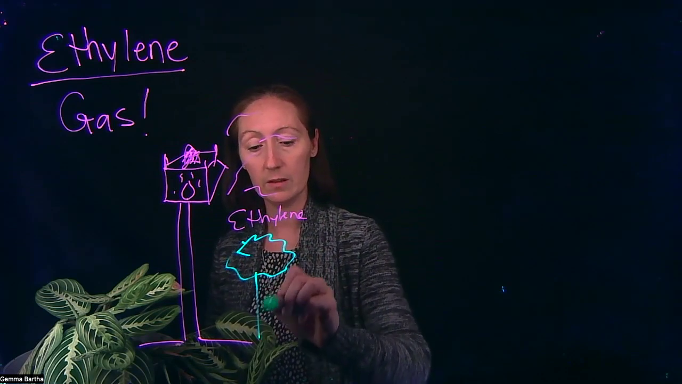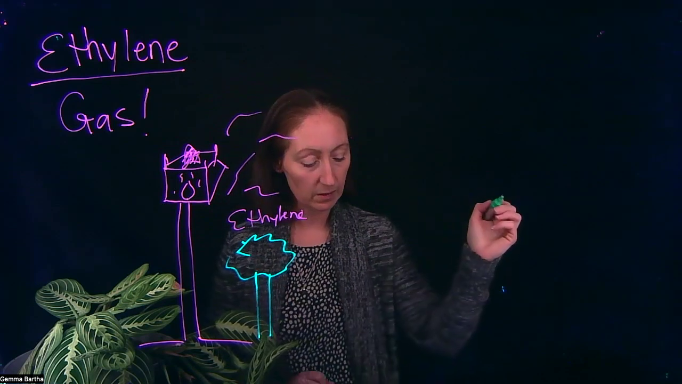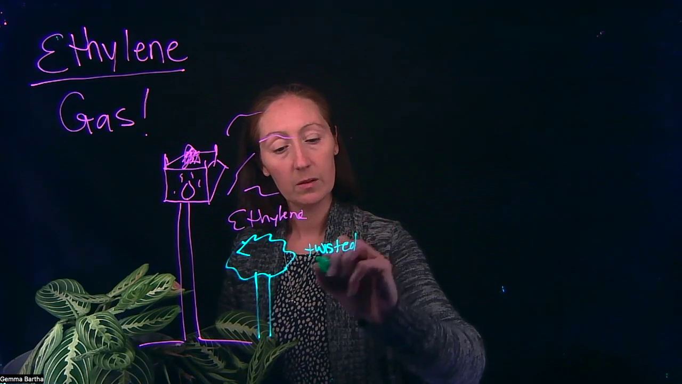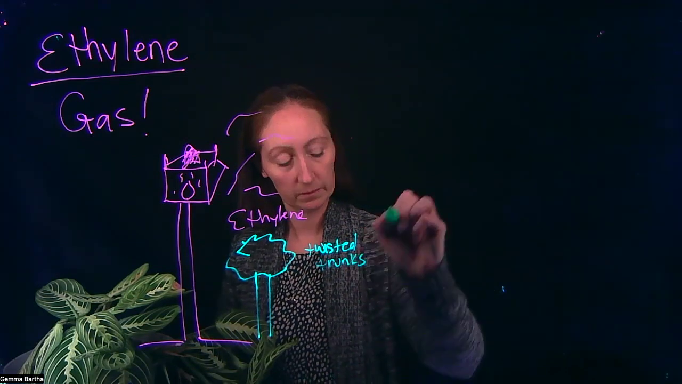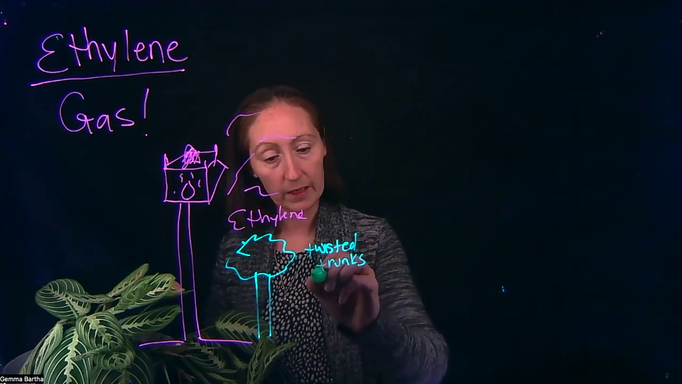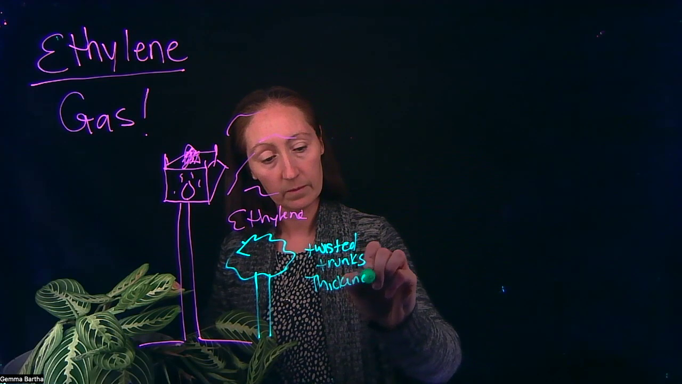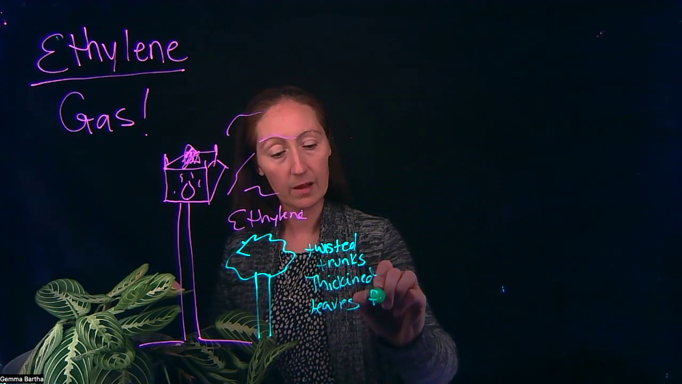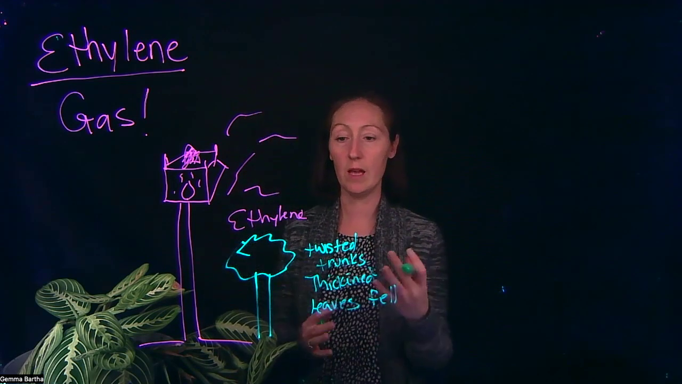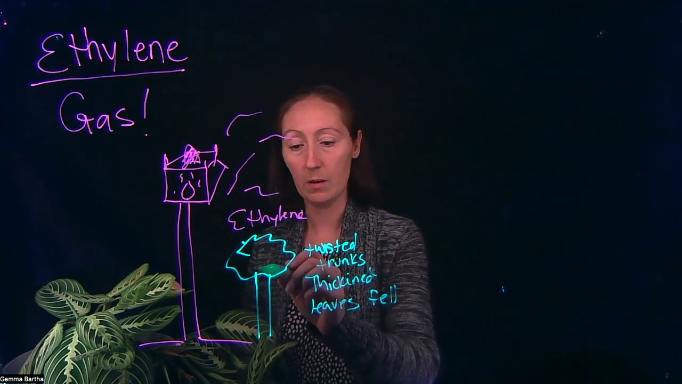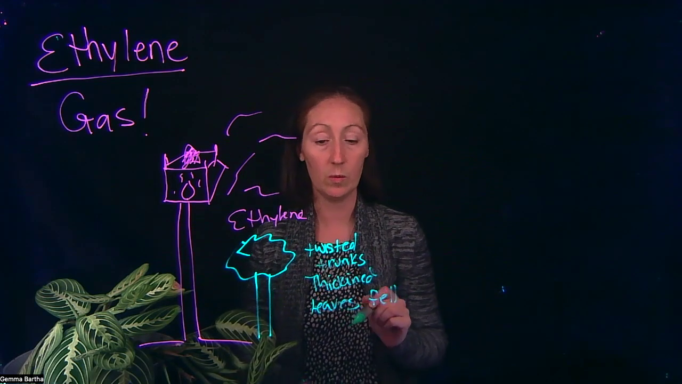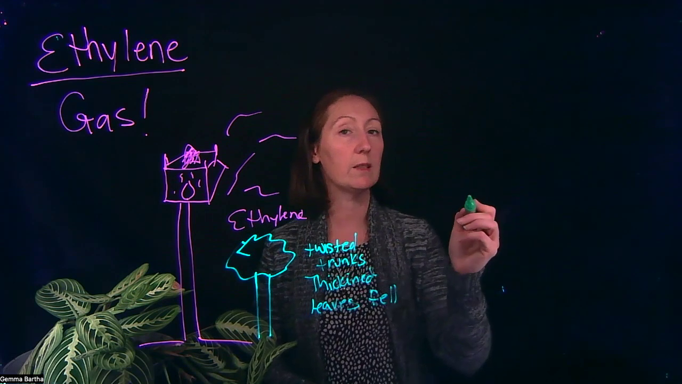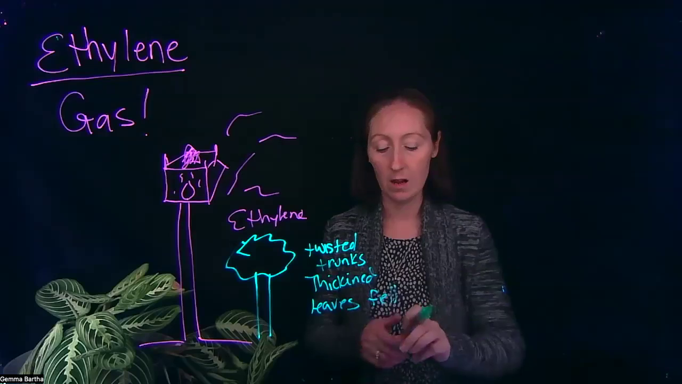And next to it, you have these trees. And what they noticed on the trees is that they developed twisted trunks. They were thickened. And their leaves fell earlier than the rest of their neighboring plants. It all had to do with the ethylene given off by the lamp. So farmers use this a lot to spray on their crops.